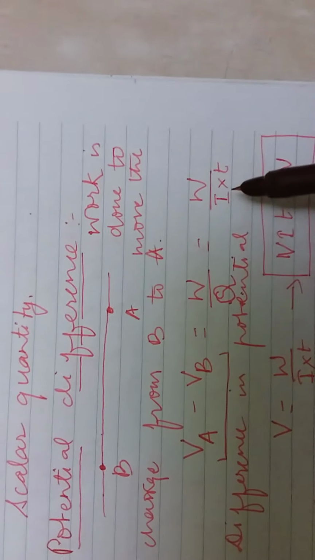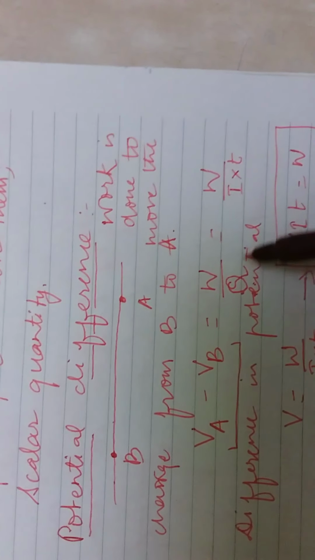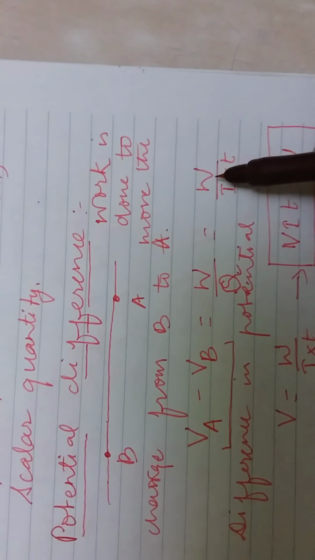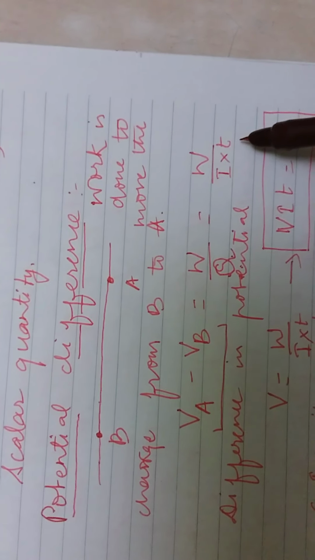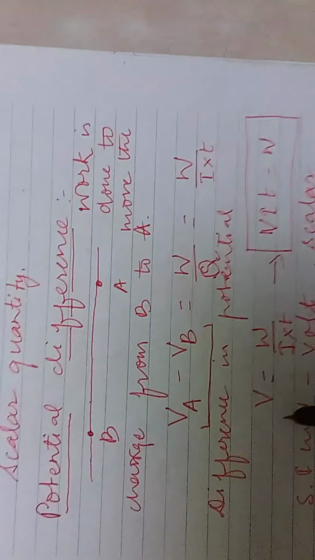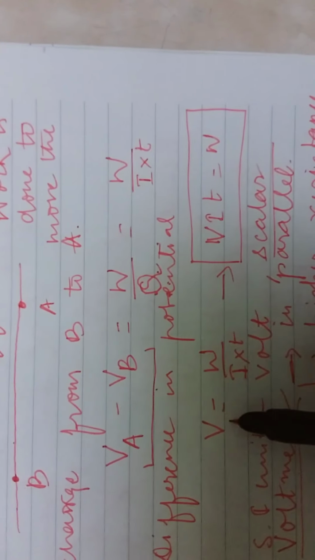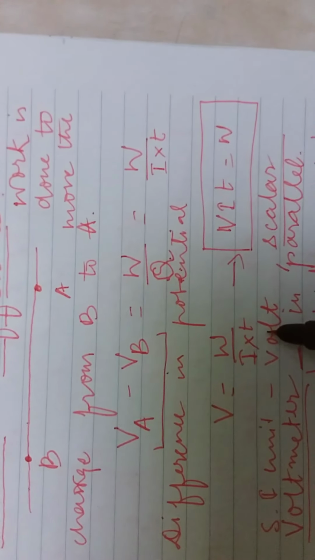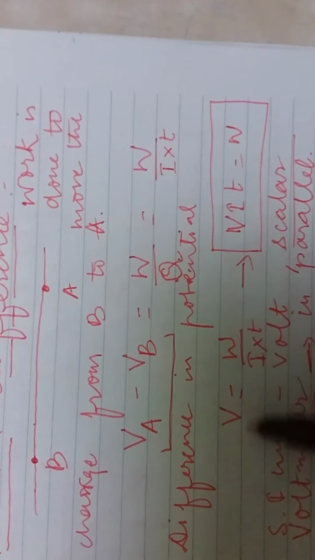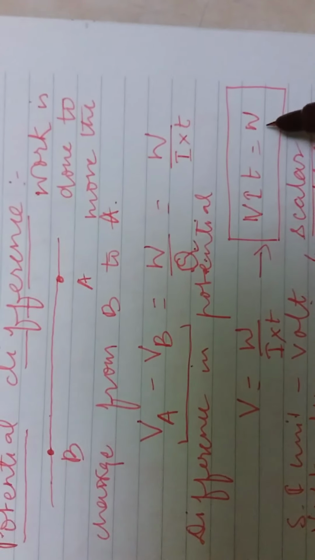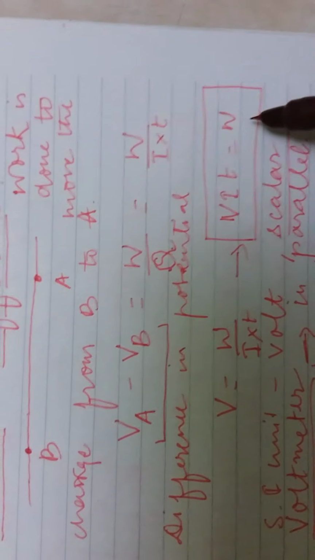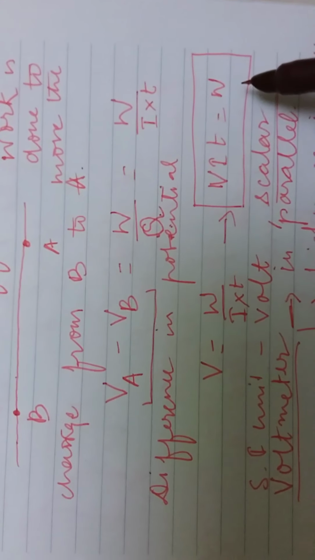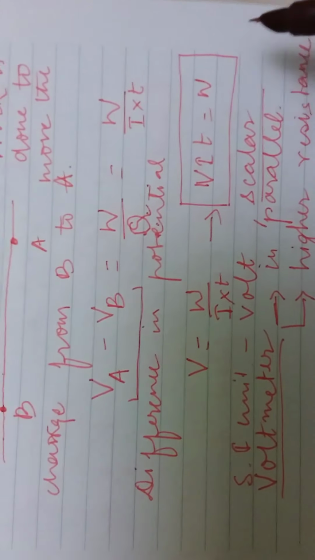Now we know that Q is equal to IT, so we can substitute the value of Q here and we'll get this equation again in form of a fraction. W is equal to IT. Now this is what we have got. V is equal to W upon IT. So I can just rearrange by cross multiplying. I'll get the value of work done, which is VIT. It's an equivalent of work done or the electrical energy here.